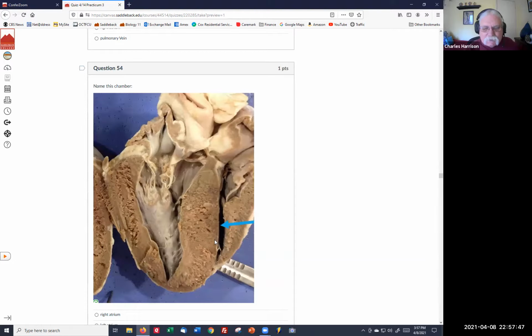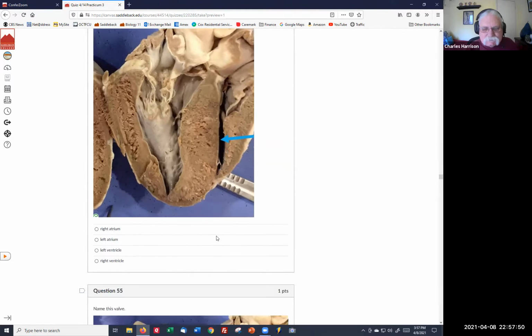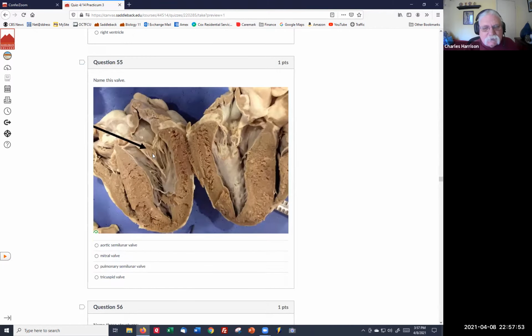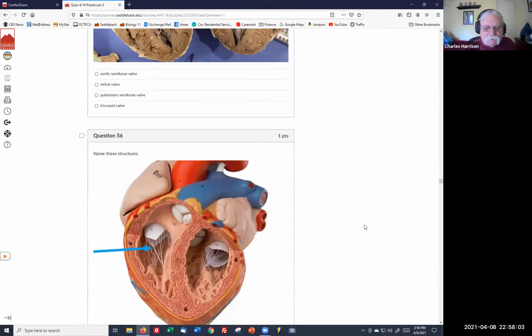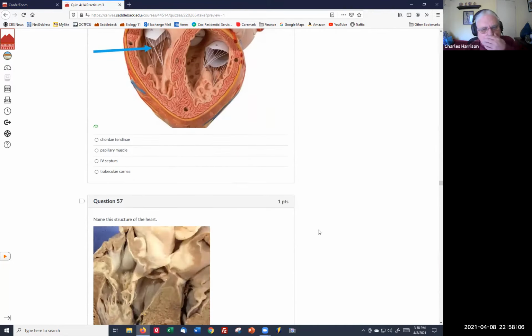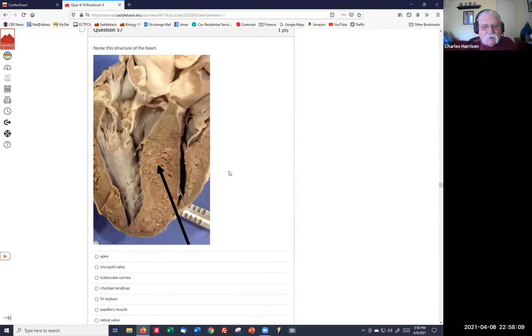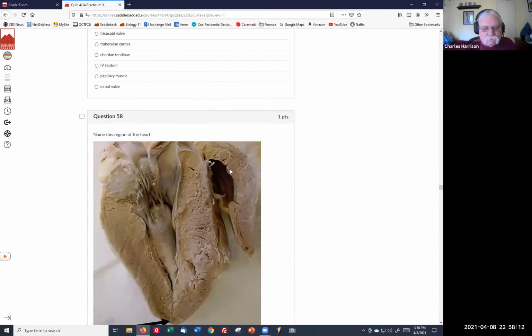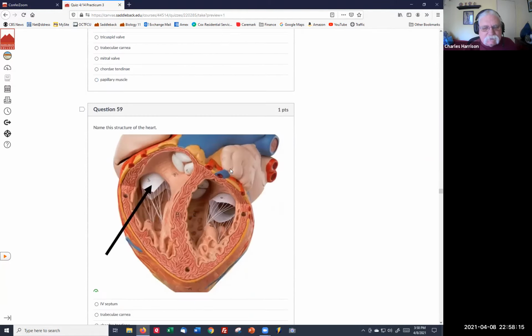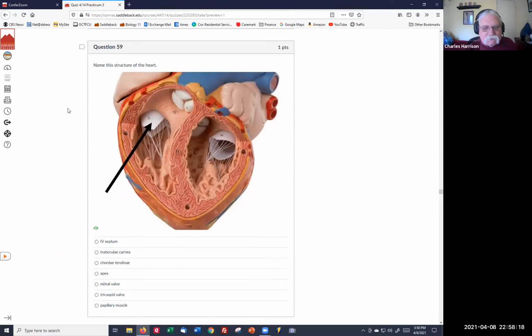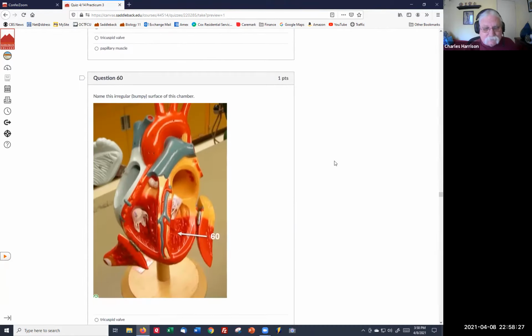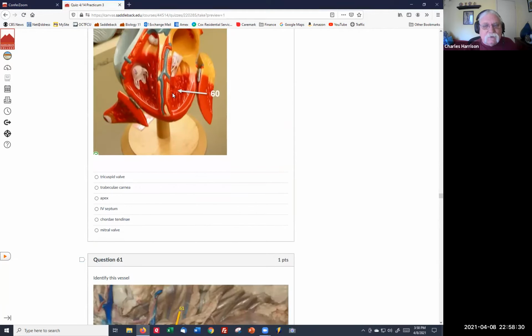The right ventricle. This is the cusp of the mitral valve. Chordae tendineae. IV septum. The apex. This is the tricuspid valve. It's also the cusp of the tricuspid valve. Trabeculae carneae here.